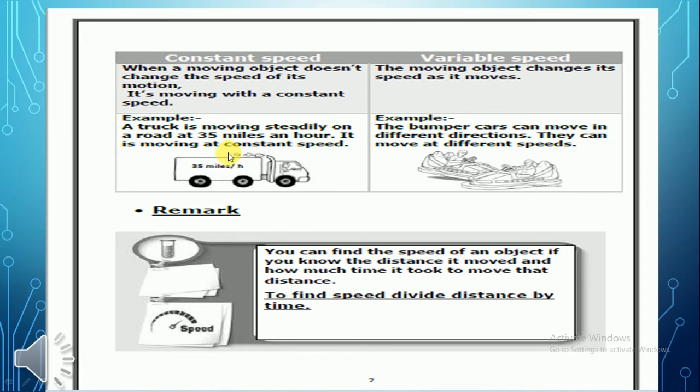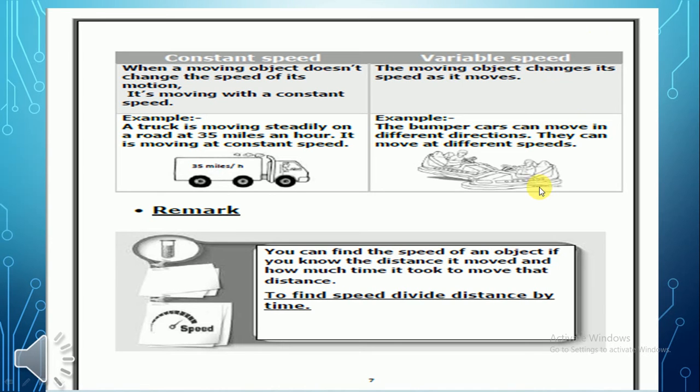Again, constant speed. Super. Constant speed is when a moving object like this truck doesn't change the speed of its motion. It's moving with a constant speed. Again, constant speed means the speed doesn't change.